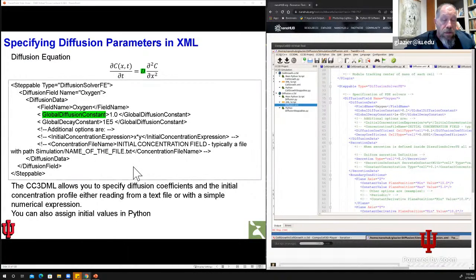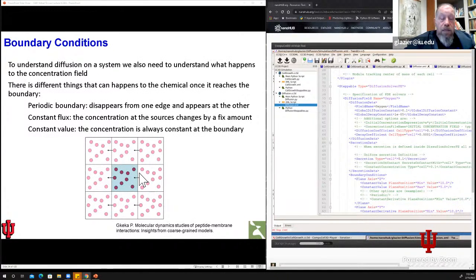You can also create these things in Python, or at least the values in Python, if you prefer. That tends to be slow, but if you're initializing it once, it's not the end of the world. Any questions about that so far? Does that make sense? The next thing that you have to think about is boundary conditions.